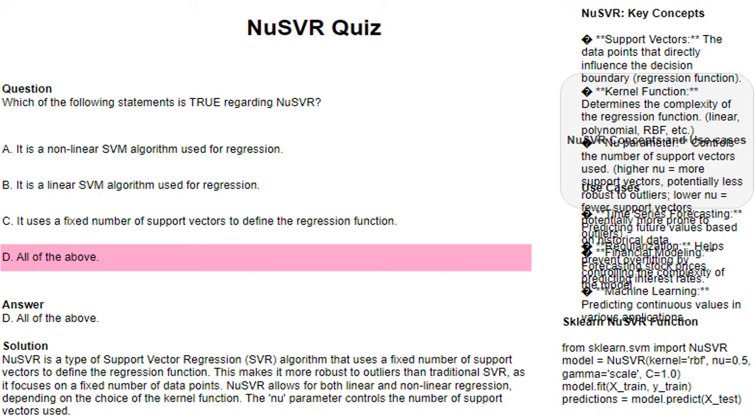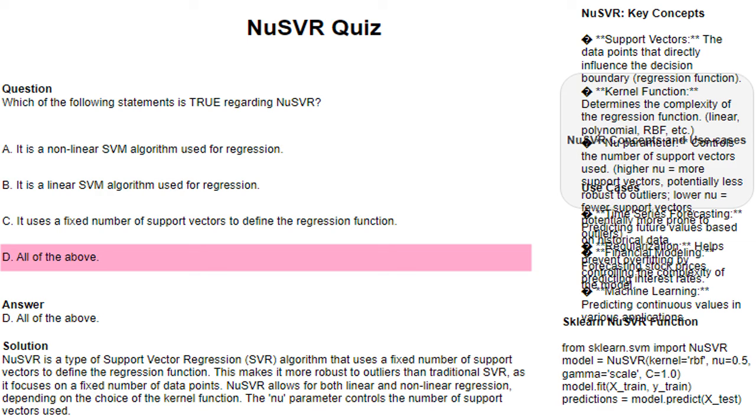Machine learning. In general, NuSVR can be employed in various machine learning applications involving the prediction of continuous values. This encompasses fields like image recognition, natural language processing, and medical diagnostics. Time series forecasting: predicting future values based on historical data. Financial modeling: forecasting stock prices, predicting interest rates. Machine learning: predicting continuous values in various applications.